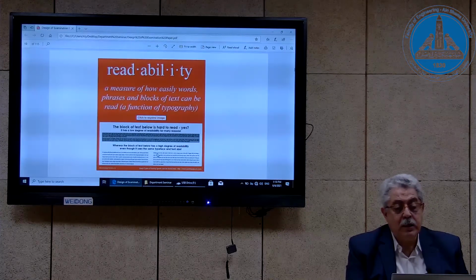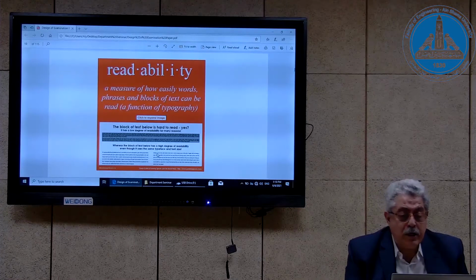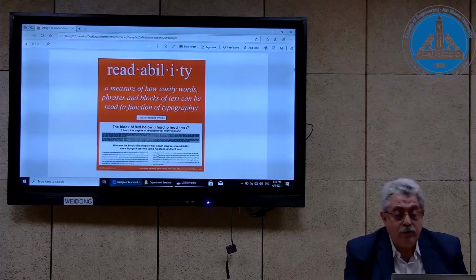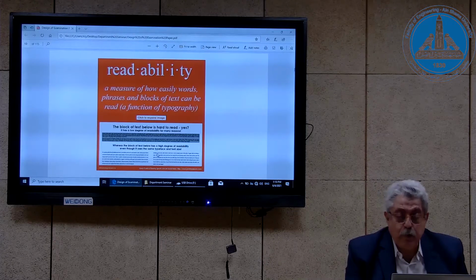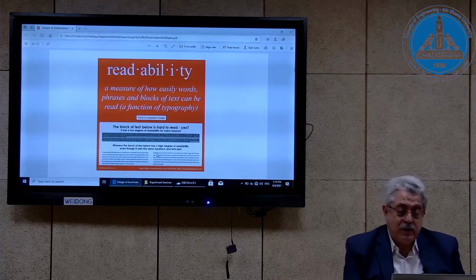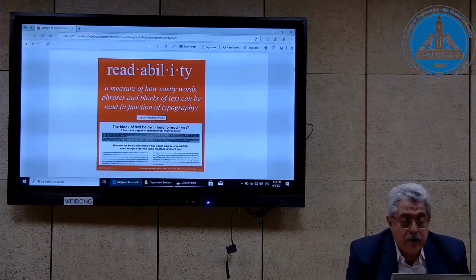Readability is a measure of how easily words and phrases and blocks of text can be read. A function of typography again. This is the second definition, and they are giving examples.